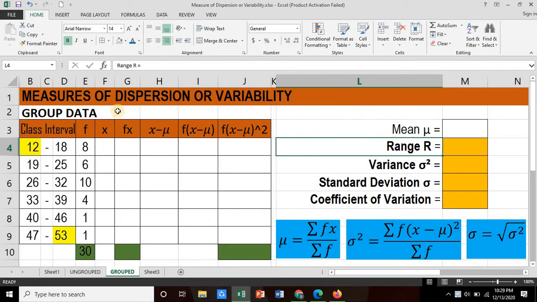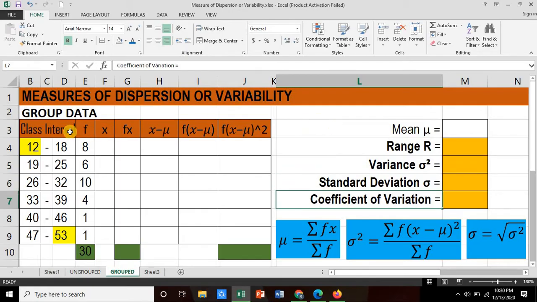Hi, in this video we'll be talking about measures of dispersion or variability for grouped data. In particular, we'll be measuring the range R, the variance sigma squared, the standard deviation, and the coefficient of variation. So this is our grouped data with the indicated class interval and frequency.